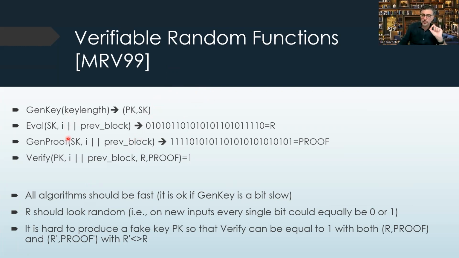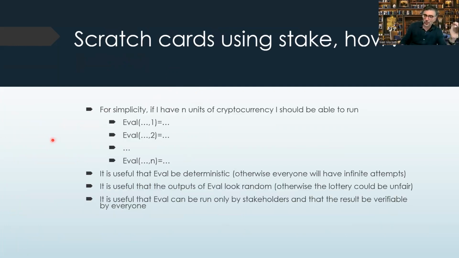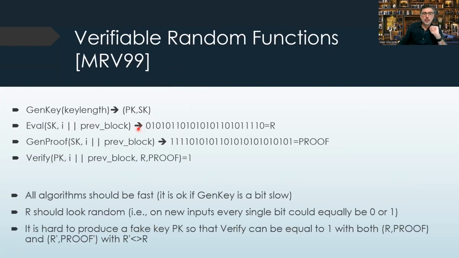What is a verifiable random function? It's actually a family of algorithms. Here there are 4 algorithms. The first algorithm takes as input a unary parameter, essentially representing a key length, and generates a pair of keys, public key and secret key. Okay? Then there is an evaluation function. As I was telling you, I'm trying to be compatible with what I was promising here, right? There will be a secret key to evaluate. So there is a secret key, and then there is a message to evaluate.